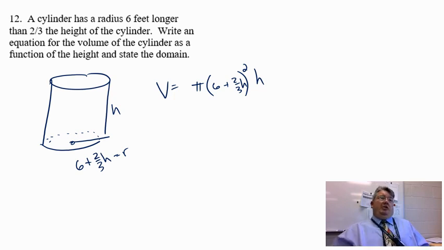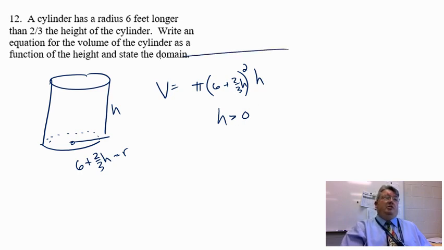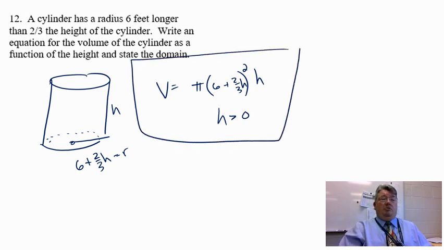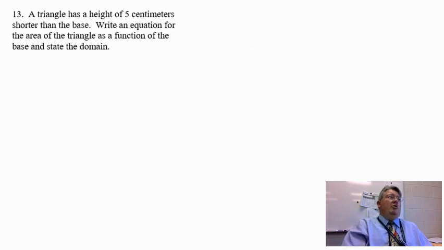Okay, state the domain. Well, it's got to be bigger than 0, but I think here, what if it's like bigger than 0, like 1? Well, if I take 2/3 times 1, 2/3 times any positive number will give me a positive number, which will make my radius positive. So anything where h is greater than 0 will make a positive height and a positive radius. So that's my equation, and that's my domain. Cool. Moving on.